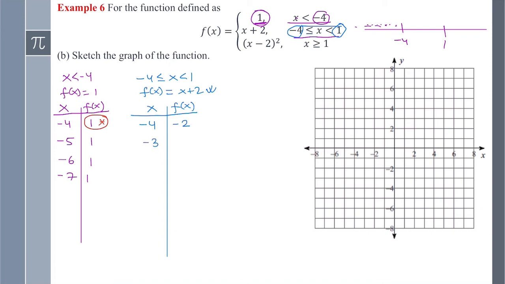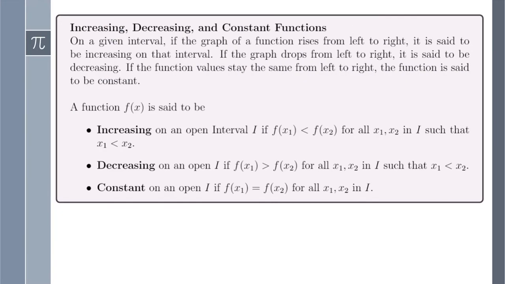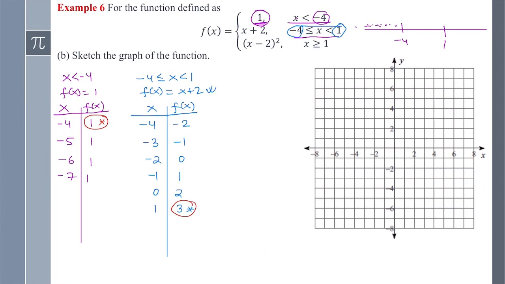When I put it here, I get -1. If I take -2, I'll get 0. If I take -1, I'll get 1. If I take 0, I get 2. And if I take 1, I get 3. But this is a special case again. I'm going to circle this because 1 is not included in that interval. So I still put that value endpoint, but I'll just mark it here. We have to do something with that when we draw the graph.